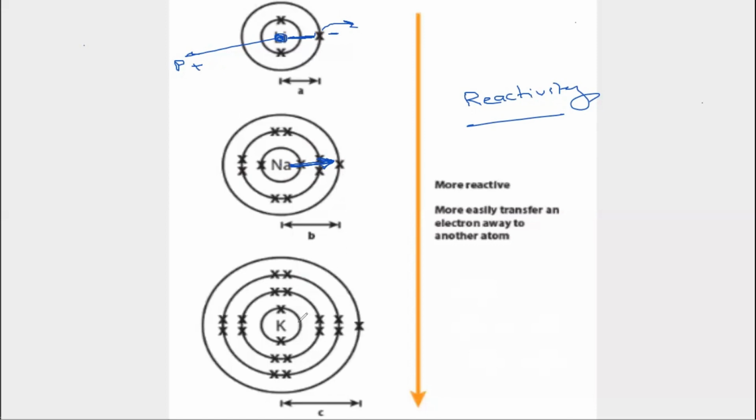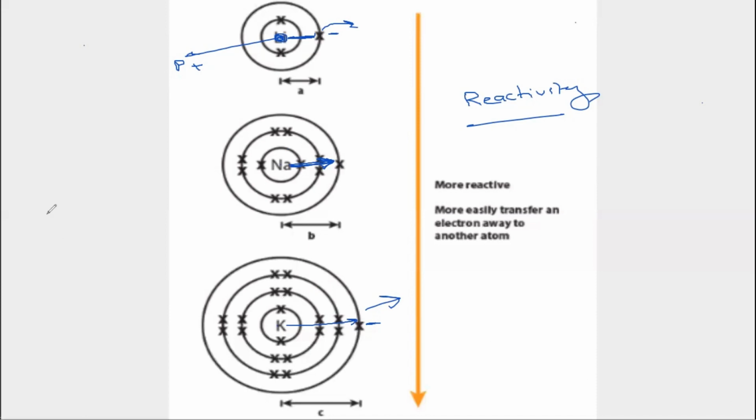See potassium: one more shell is increased. Atomic radius is increased more. The attraction between the protons inside the nucleus and the last electron is decreased even more. So potassium will lose the electron much faster, almost instantly, than sodium, and sodium faster than lithium.